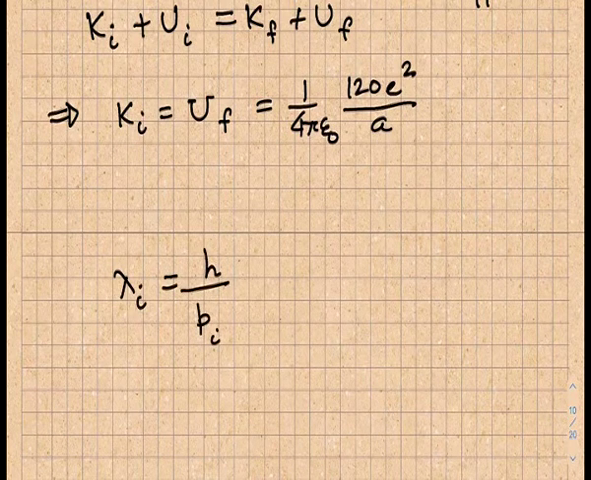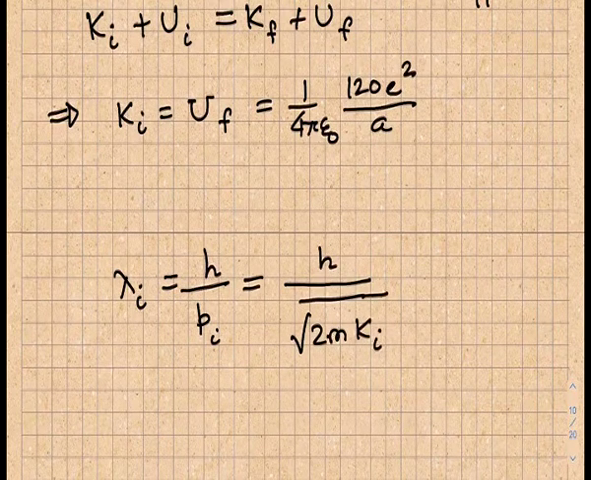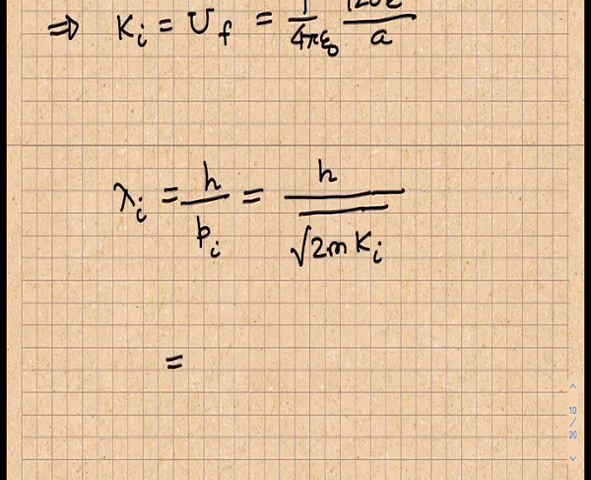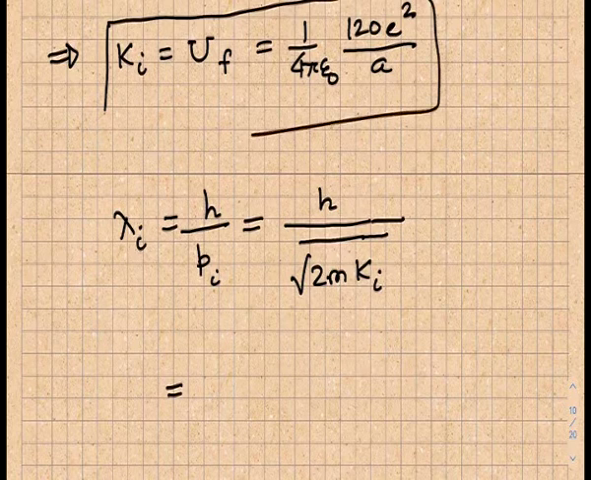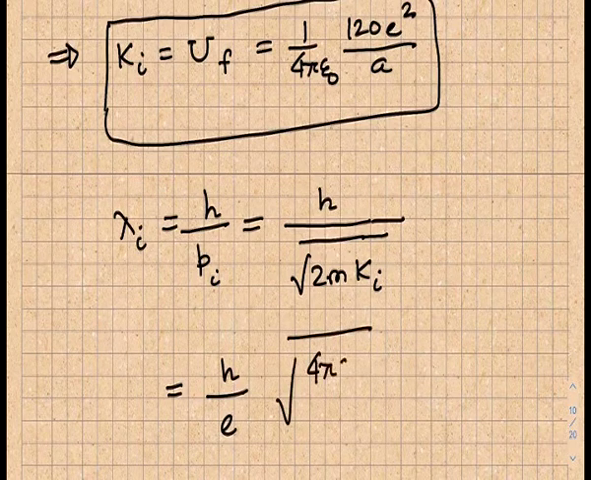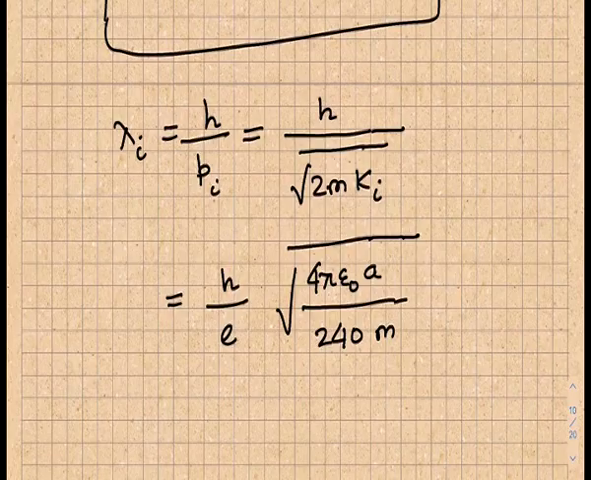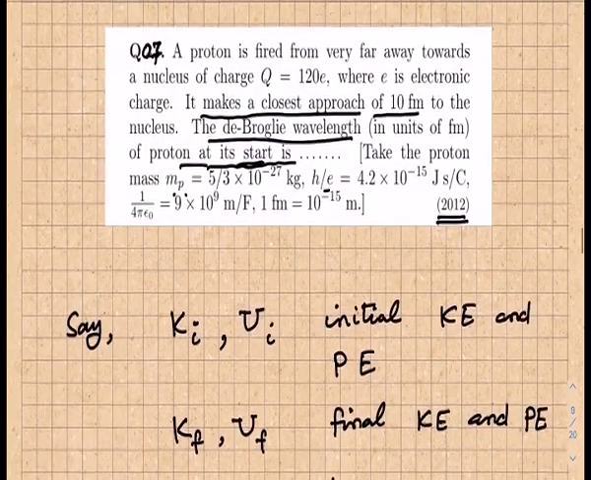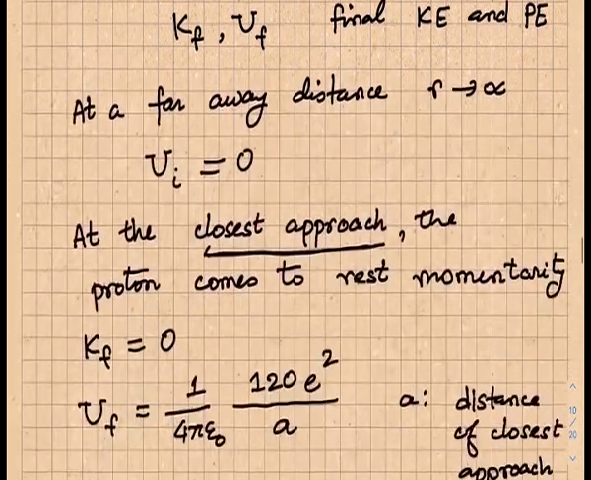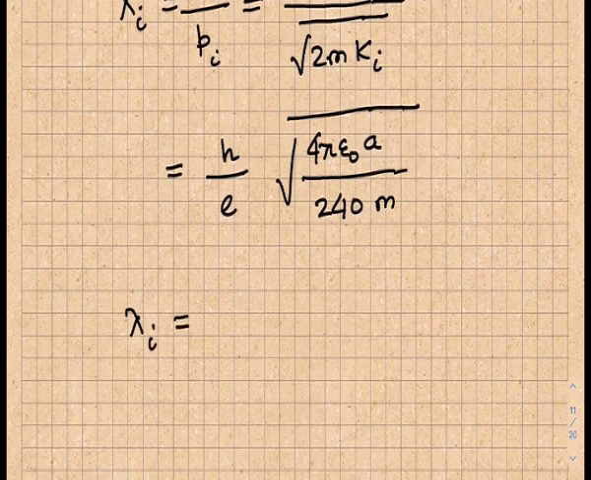So you know the information of Ki. The de Broglie wavelength lambda i is equal to h by p, the initial momentum of the proton, which I can write in terms of kinetic energy as root of 2 m Ki. Now I know what my Ki is, and using this formula I can express it, so I would have h by e. You have to be careful here, and then you will get 4 pi epsilon 0 A divided by 240 into m. Here also I urge you to put the values. Everything is given in the problem. You can do the calculations yourself. It's very easy. And if you do it, you should get the answer as 7 femtometer.